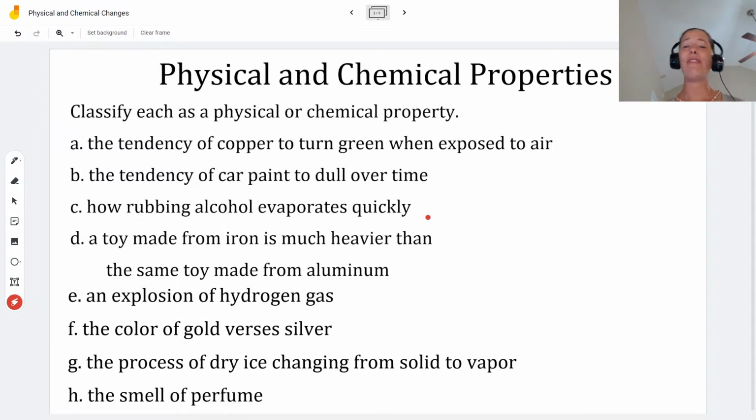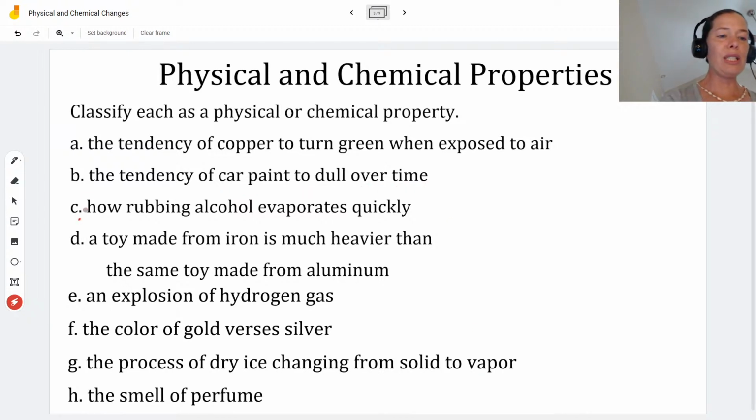So again, is this a physical or chemical property? The paint is definitely changing appearance, but is it changing in its chemical composition? What is actually happening is the sunlight is changing the chemical composition of the paint, which is why it does not look as good. So car paint dulling over time is a chemical property.